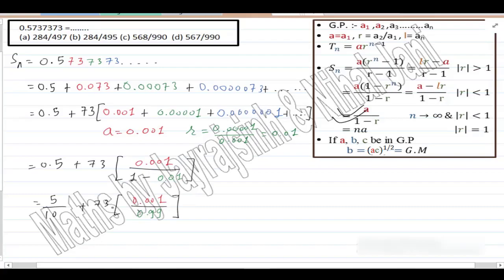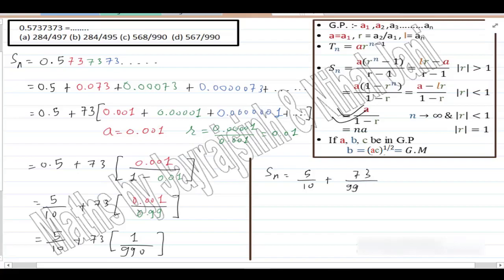Okay, now let's simplify this. Our 5 by 10 will be as it is. We can say it is 73 in the bracket, 1 upon 990, right? Or we can say our Sn is nothing but 5 by 10 plus 73 upon 990. So here 990 will be your LCM, and here we will get 495 plus 73, which will give us 568 upon 990, right? So option C is your final answer.